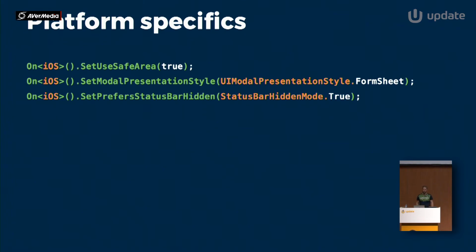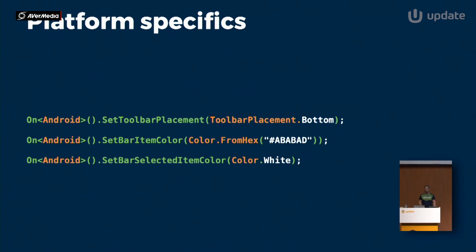And we have also for Android, it will look like this. The only thing is that you set this on the platform. So there are not the same platform specifics for all platforms. So you cannot use set toolbar placement on iOS, for example. That is specific for Android.